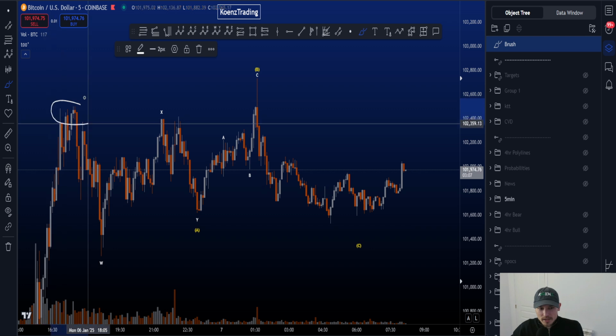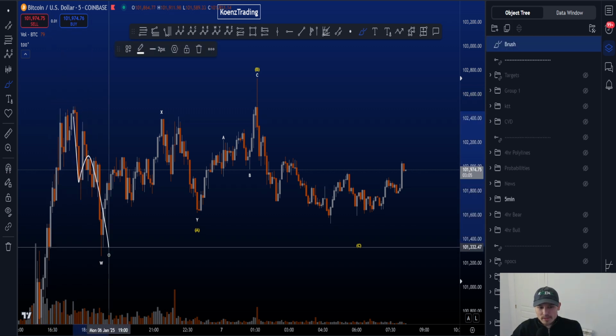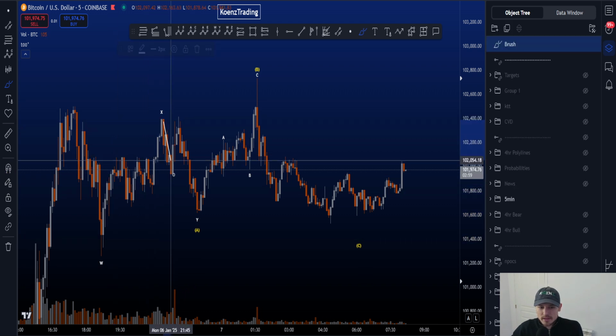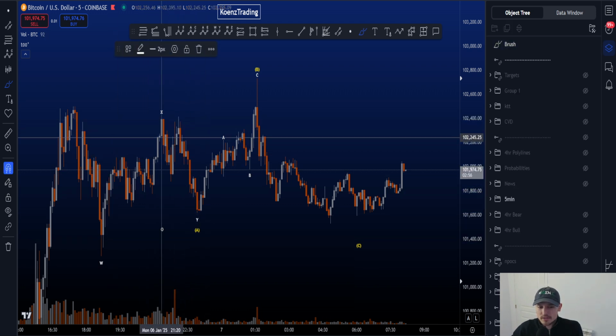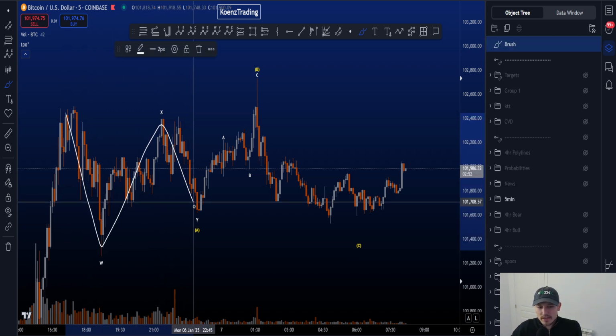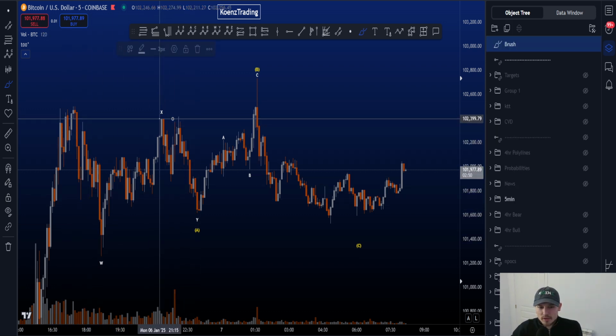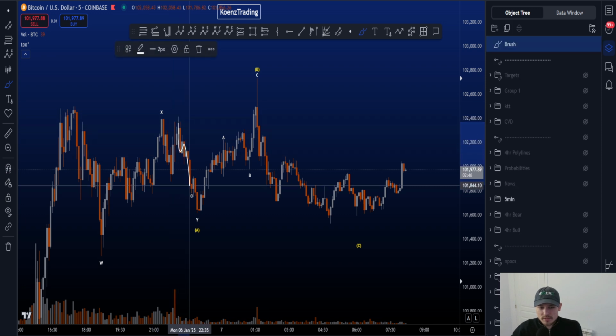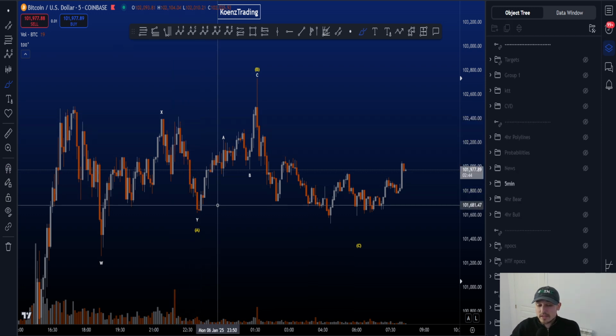from the high here, we can count a nice zigzag structure to the downside, a zigzag structure to the upside, and a flat structure here to the downside, creating a sideways double combo, a WXY. So zigzag, zigzag, and then a flat here. We also took the high, wicked above, and then you can count a five-wave structure here to the downside. So that's actually pretty nice.